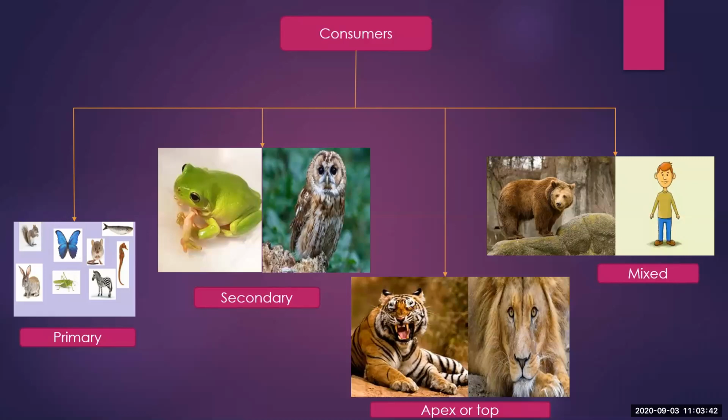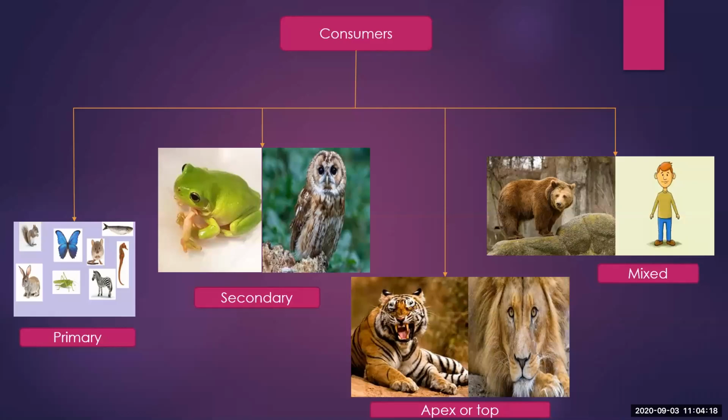Four types of consumers. First one is primary consumers. Those depend on the producer. And secondary consumers are what? Secondary consumers depend on the herbivores. They are known as carnivores, and apex consumers feed on both primary and secondary consumers for their food. And mixed means what? They also depend on the plants and animals for their survival. So there are 4 types of consumers: primary consumers, secondary consumers, apex or top consumers, and mixed consumers.